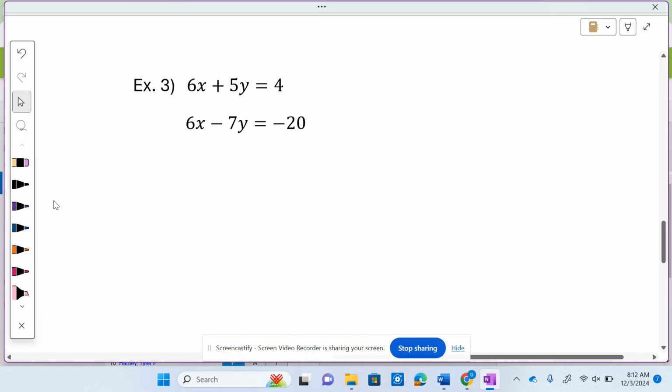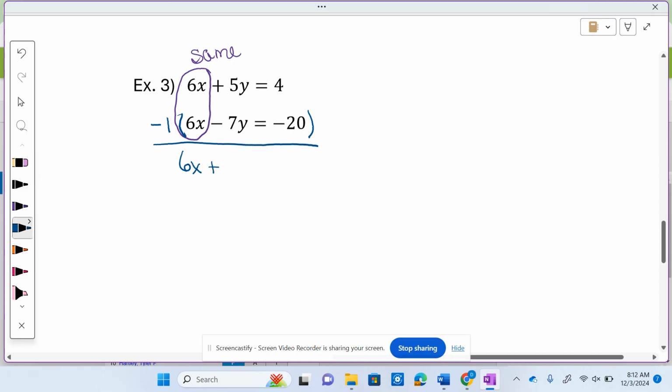Okay, so we're looking for opposite coefficients. Do we have that? We don't have opposite coefficients. These coefficients are the same. What do we do if the coefficients are the same and not opposites? Multiply by negative 1, and we have to just pick one equation and multiply by negative 1. So I typically take the bottom equation and multiply it by negative 1. So nothing is happening to the top equation. Do you see that?